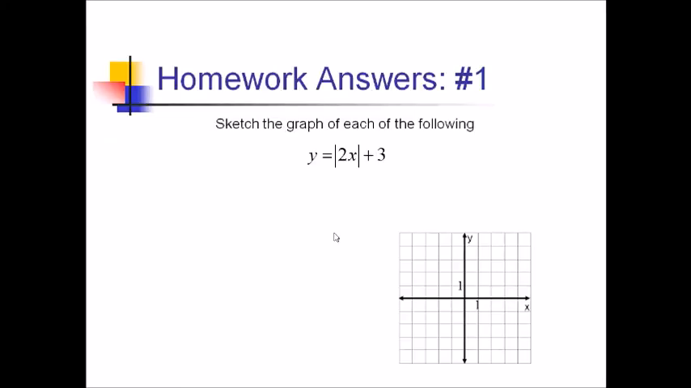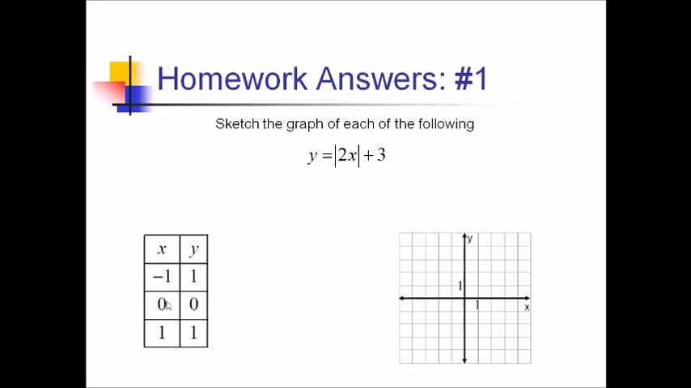For number 1, we have to transform this absolute value function. So here's the absolute value parent table: -1, 1, 0, 0, and 1, 1. And what's going on here? Well, this 2 inside is a horizontal shrink. We're actually multiplying all the x values by 1/2. This 3 outside, we're shifting up 3, so adding 3 to all the y values.